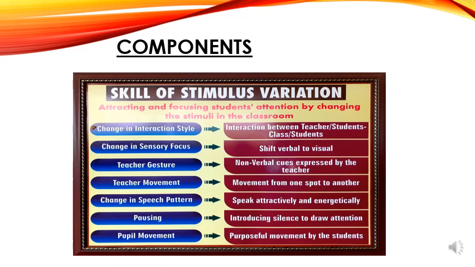The teacher can ask the students to come forward and write something on the blackboard, or match something on the blackboard, or draw something on the blackboard, or you can ask the student to come forward and read the paragraph for the whole class. So likewise the teacher can make the students move from one place to another place. So these are the components of stimulus variation. Okay.